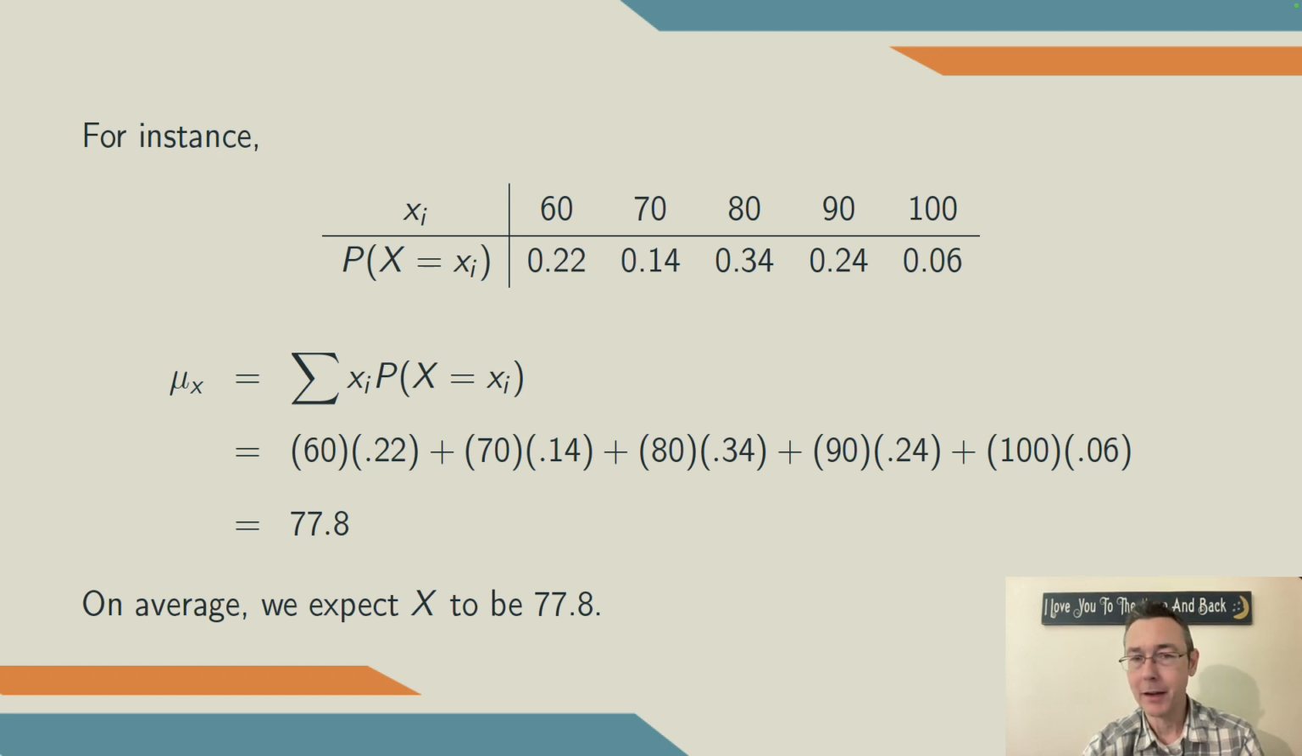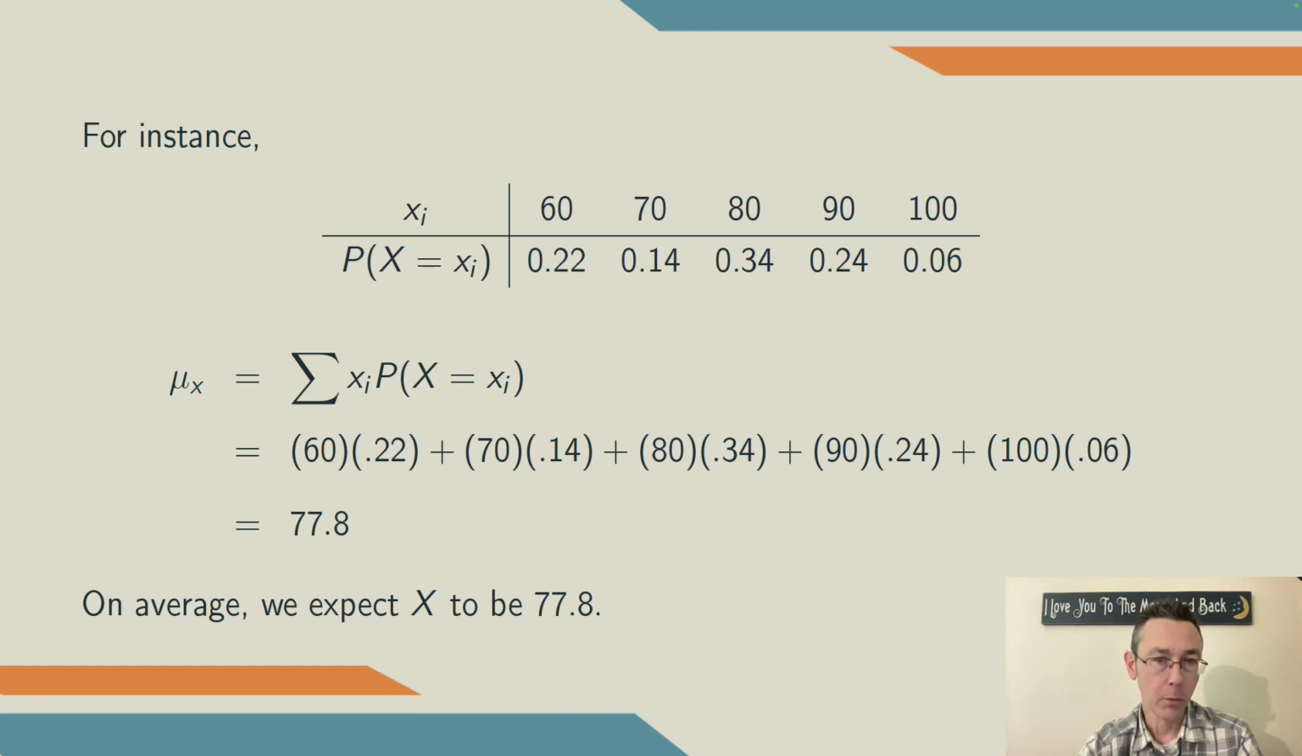By the way, when I look at that formula, sigma xi P(X = xi), I'm reading the sigma, at least in the context of college statistics, as just meaning add them all up. So that formula is saying add up all of the products of the xi times P(xi). Another thing we should note here is that 77.8, the expected value, is not actually a possible value of this random variable, which again can only take on the values 60, 70, 80, 90, or 100.